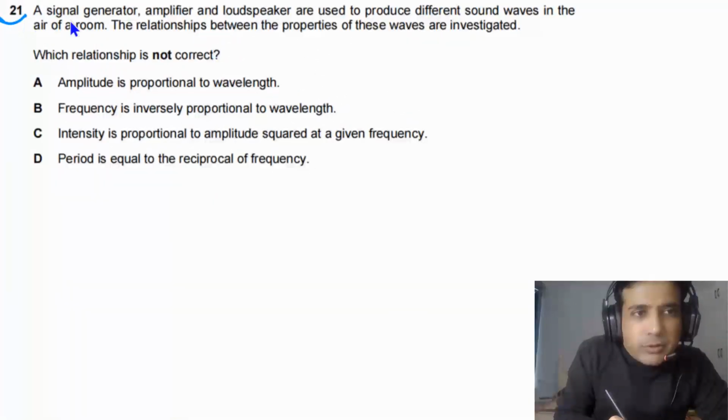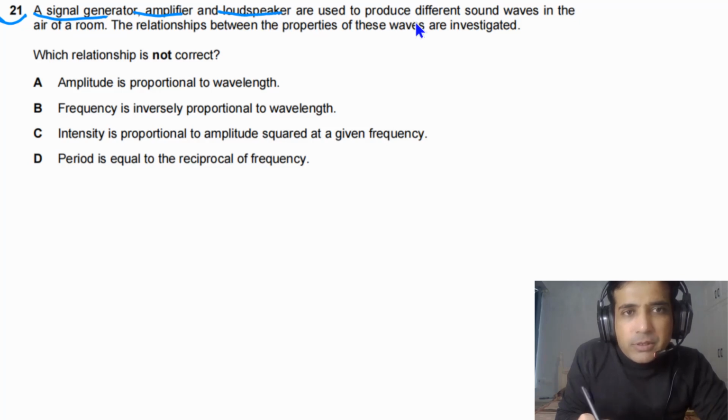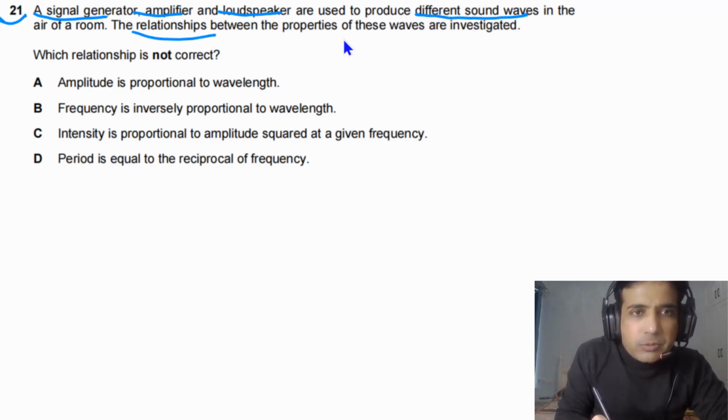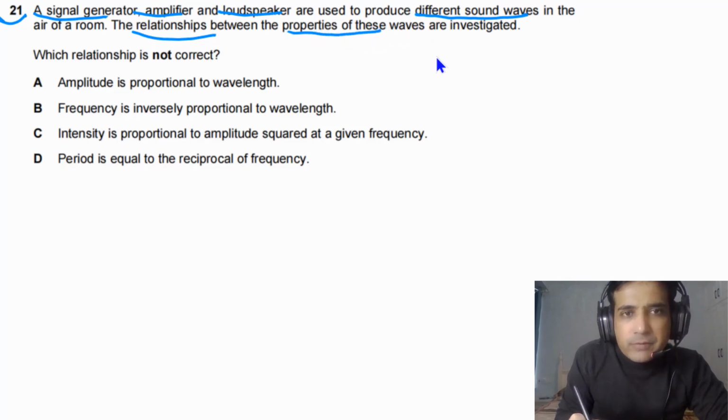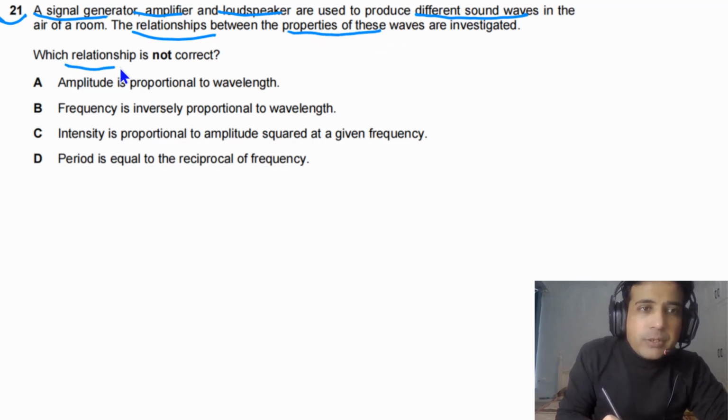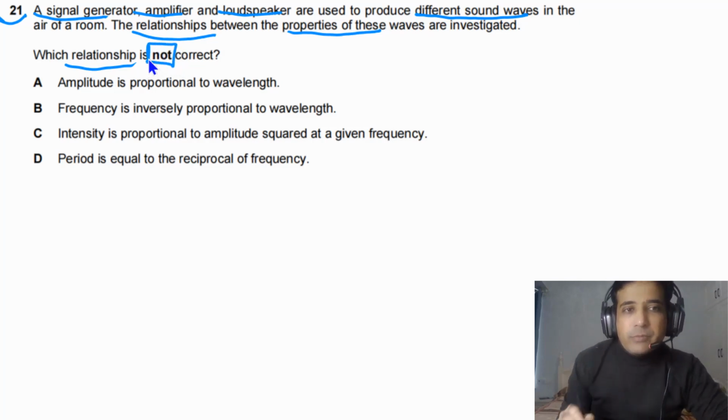For question number 21, it is given to us a signal generator, amplifier, and loudspeaker are used to produce different sound waves in a room. The relationship between the properties of these waves are investigated. Which relationship is not correct? Which one is not correct? And that one will be our answer.